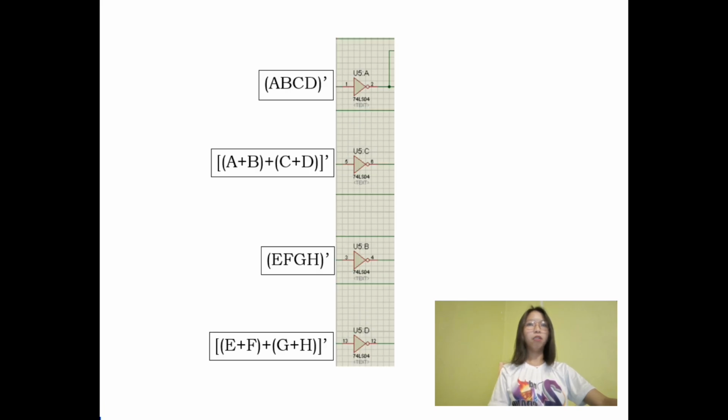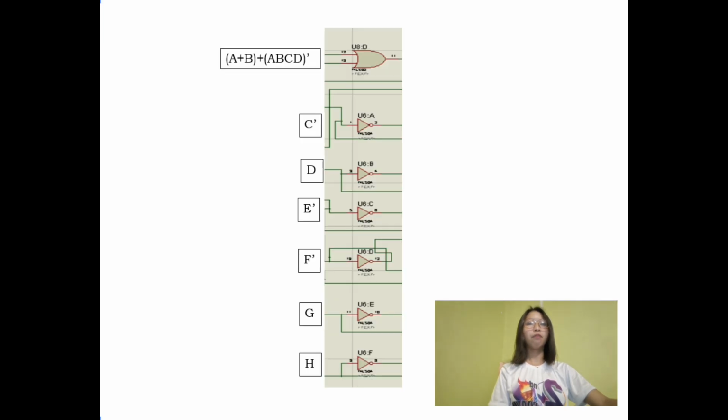And for column 4, the complementary product of A, B, C, D, the complementary sum of A plus B plus C plus D, the complementary product of E, F, G, H, and the complementary sum of E plus F plus G plus H. And for column 5, which contains 7 logic gates, beside them is their expression.